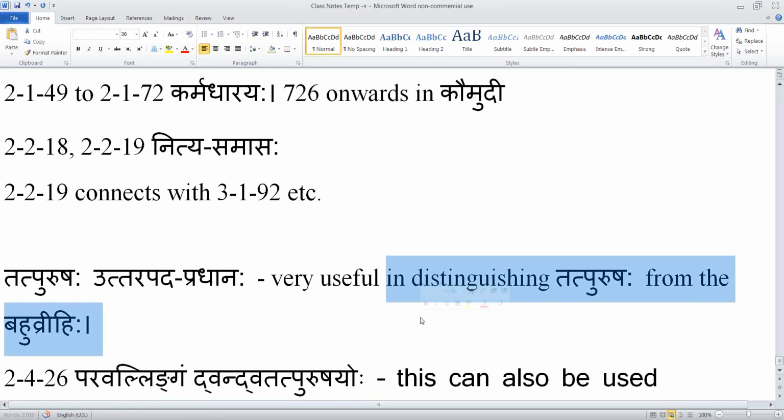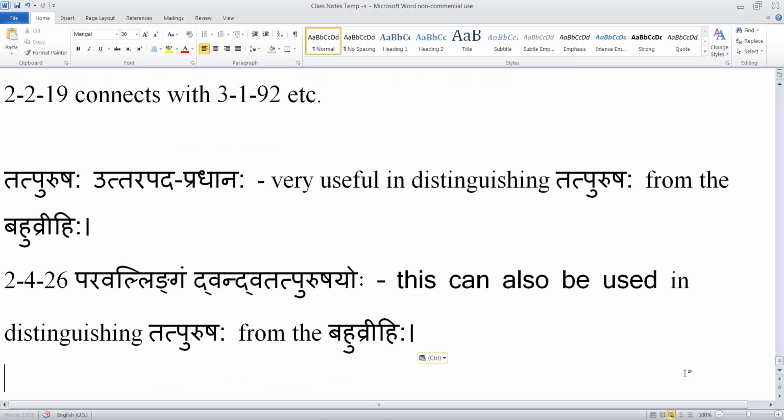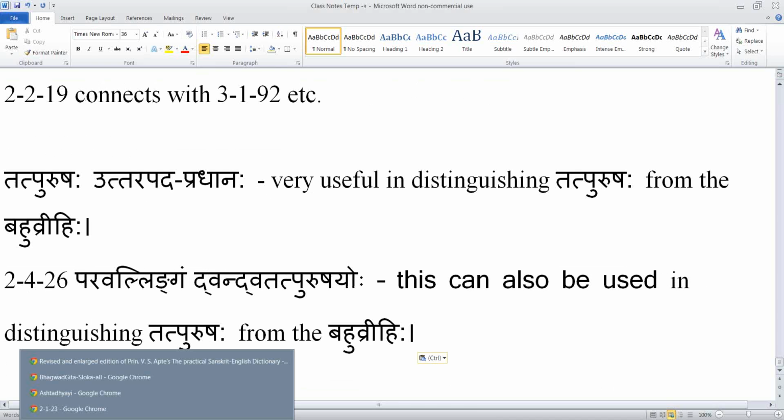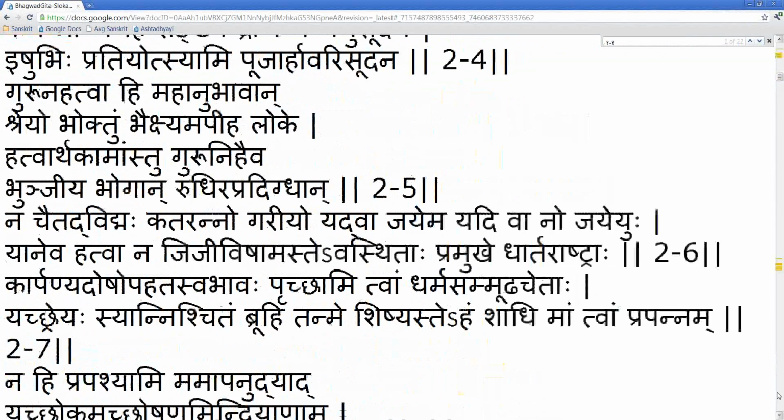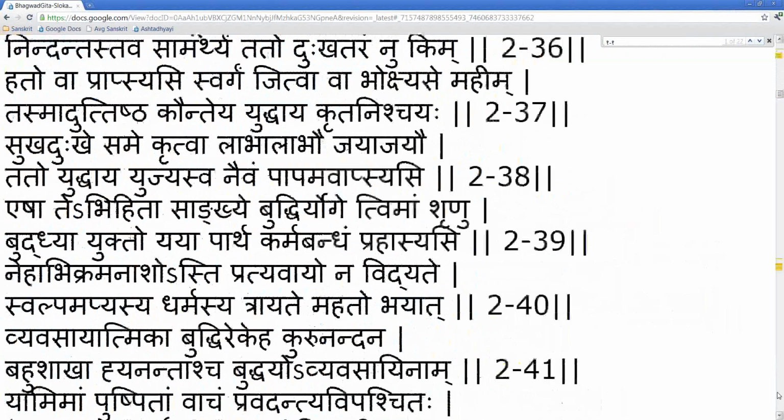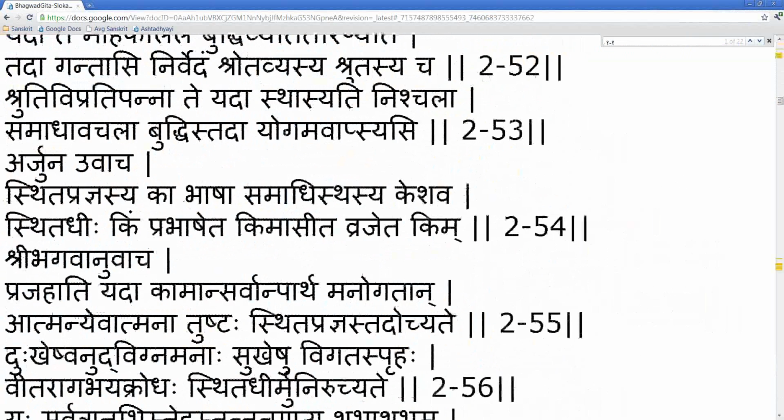Okay. Let us quickly go to the Gita one more time. Chapter 2: sthitaprajnasya ka bhasha samadhisthasya keshava, sthitadhih kim prabhasheta kim asita vrajeta kim. Look at this one. Sthitaprajnasya ka bhasha. Now, the word prajna is a feminine noun. So prajnasya became like a masculine. If this is a compound with sthita prajna yasya saha, and prajna has gone into the compound, this is not a tatpurusha compound. It will never become like that. The fact that prajna has given up its own gender and taken the gender of some adjective means it's not a tatpurusha compound anymore.